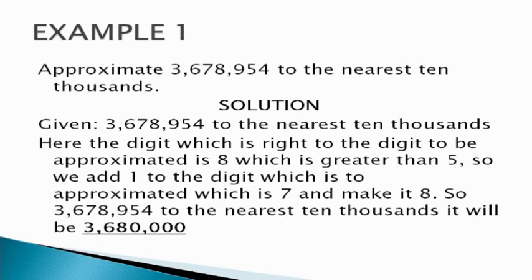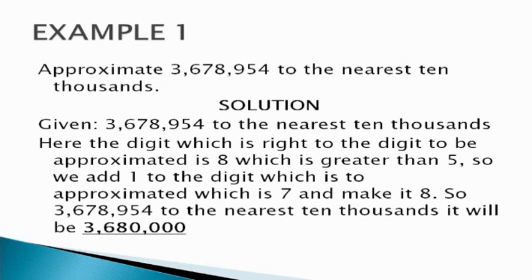So we say that the digit which is right to the digit to be approximated is 8, which is greater than 5. So we add 1 to the digit which is to be approximated, which is 7. So now we know that the digit which is to be approximated is digit 7. We look at the digit right to it, and that is 8. So we ask ourselves, is 8 greater than 5 or less than 5? What does the rule say? If the digit is greater than 5, then we have to add 1 to the digit which is to be approximated.